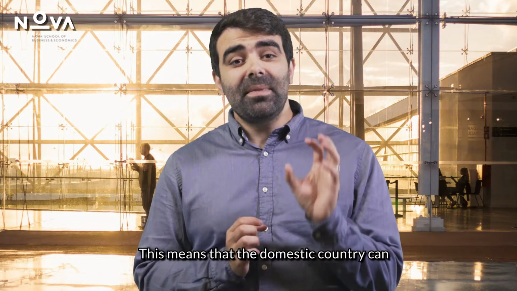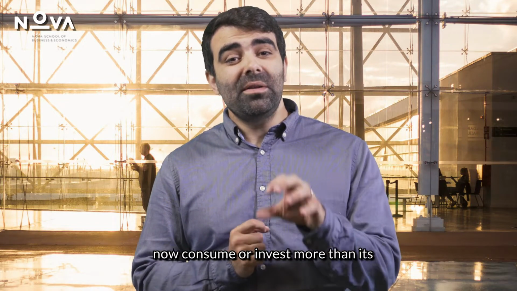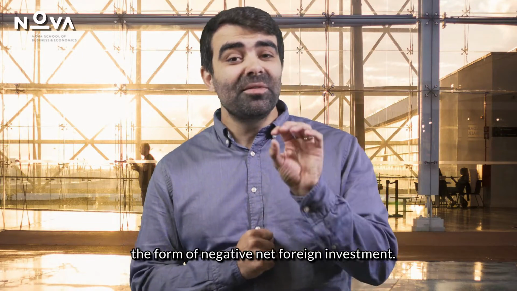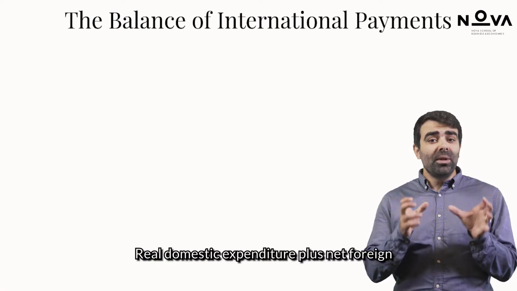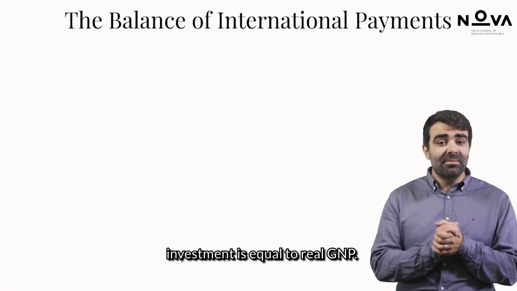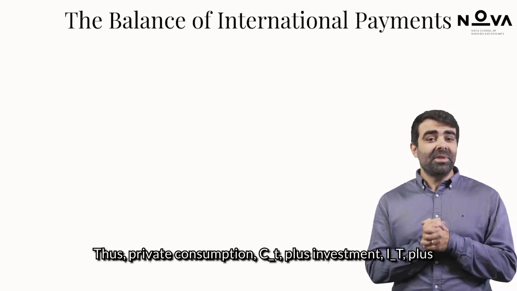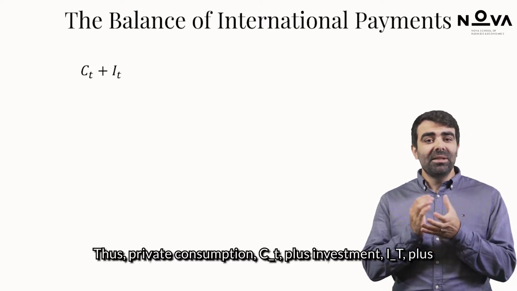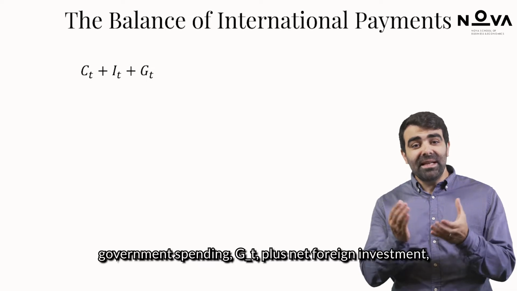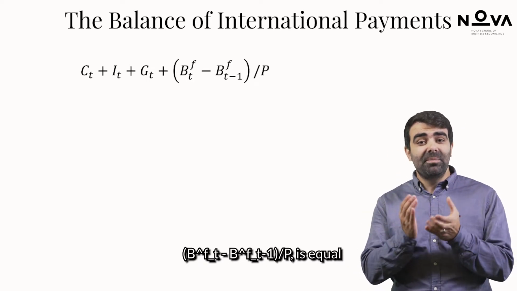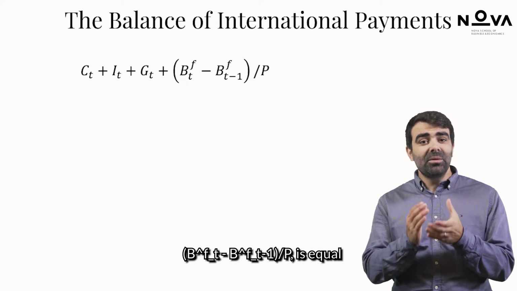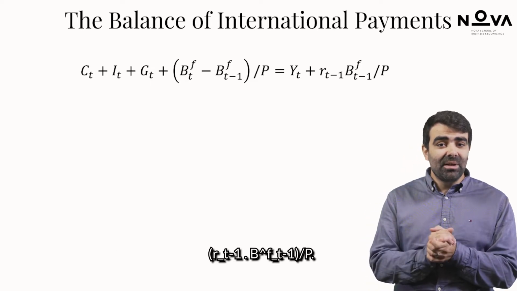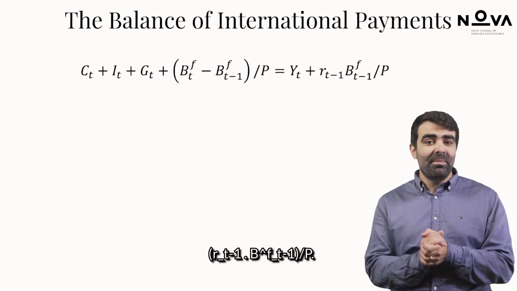This means that the domestic country can now consume or invest more than its domestic production by borrowing from abroad in the form of negative net foreign investment. Real domestic expenditure plus net foreign investment is equal to real GNP. Thus, private consumption, C_t, plus investment, I_t, plus government spending, G_t, plus net foreign investment, BF_t minus BF_{t-1} divided by P, is equal to GDP Y_t, plus real net asset income from abroad, R_{t-1} times BF_{t-1} divided by P.